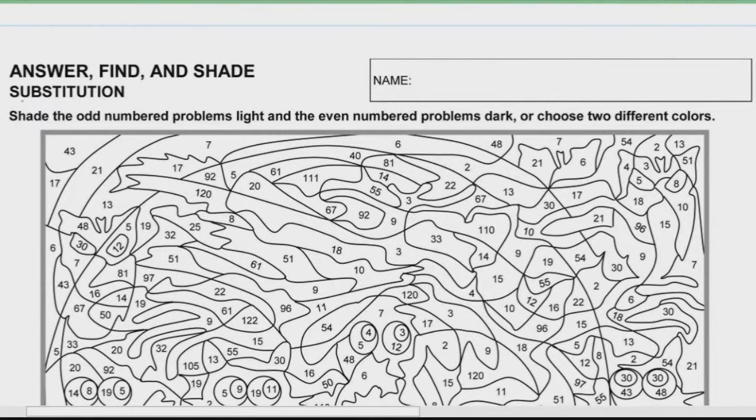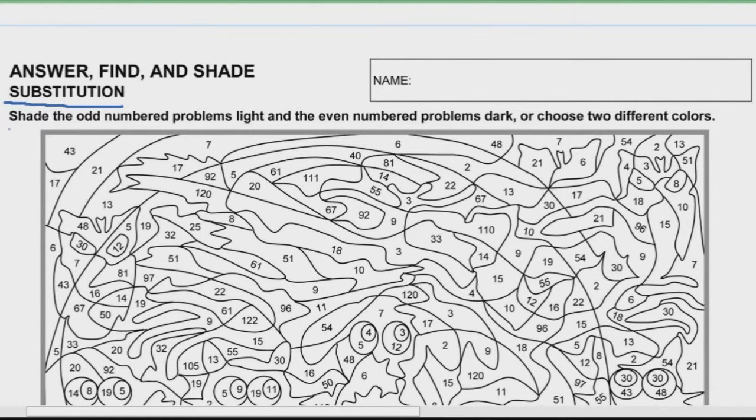Alright, today we're working on an answer, find, and shade worksheet that's covering substitution. All substitution means is you're just replacing something. To substitute means to replace. It's kind of like when your teacher's absent, you get a substitute. She or he's replacing your teacher.